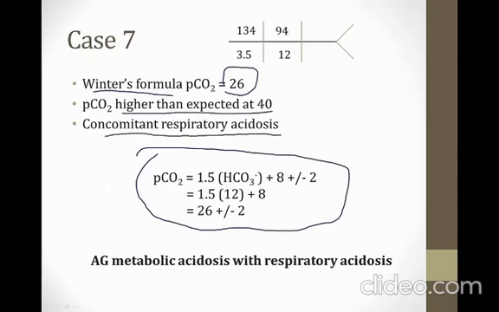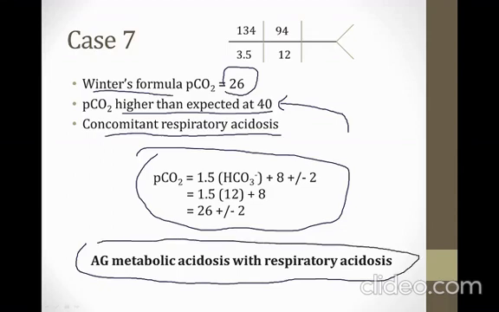And remember, you can use Winner's formula to prove this to yourself, but already you know that a normal PCO2 in the setting of an acidosis is a problem. It should never be normal. So we have an anion gap metabolic acidosis combined with a respiratory acidosis. The anion gap acidosis is coming from DKA, and the respiratory acidosis is coming from hypoventilation, most likely related to respiratory depression from the narcotics that this patient has been taking.